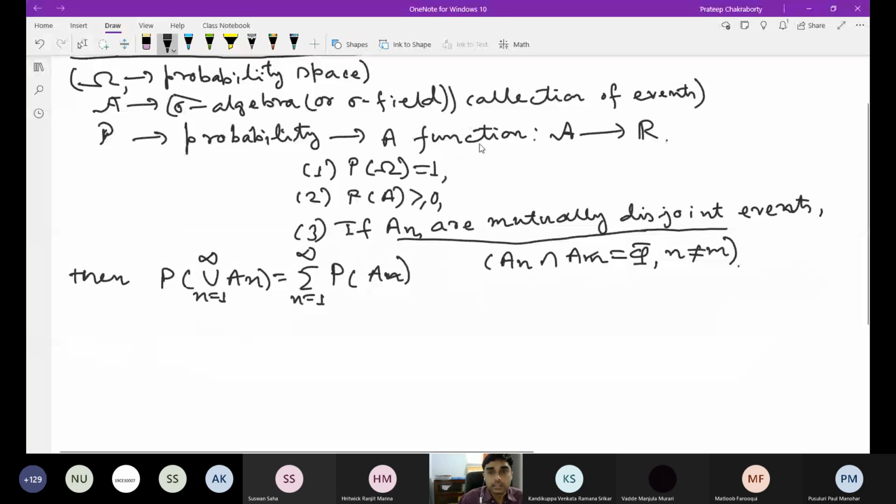So this is just a real valued function. The set of all outcomes has probability 1. Each event has probability either 0 if it has no chance, or greater than 0 if it has some chance. And if these A_n are mutually disjoint events, then the probability of the union of A_n is equal to the summation of P(A_n), where n varies from 1 to infinity. Okay, now some properties we saw. We saw some examples. I'm not going to the examples now.